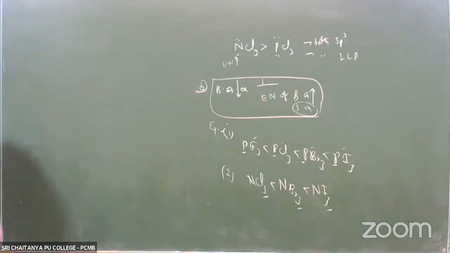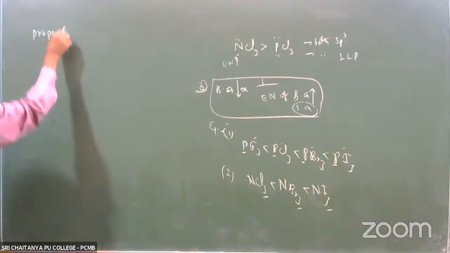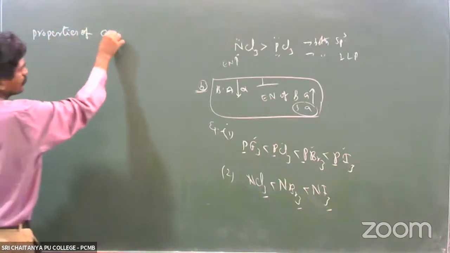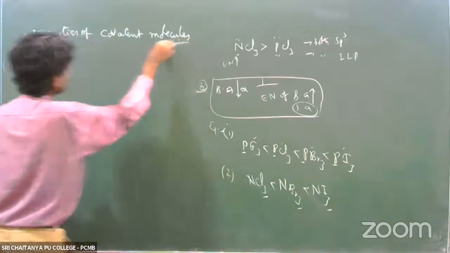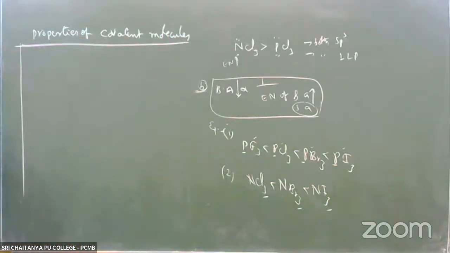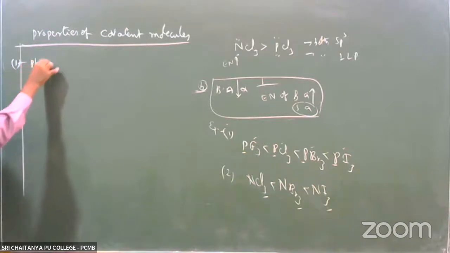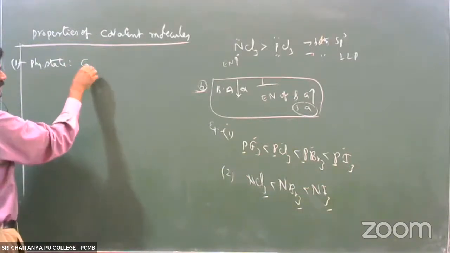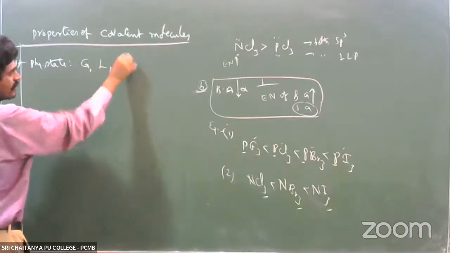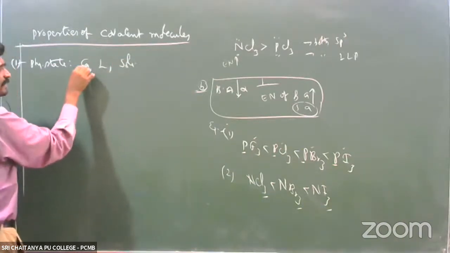Ionic compounds properties we did, right? In the same manner, what are the properties of covalent molecules or covalent compounds? Once you know ionic compounds properties, mostly everything is opposite. You can compare it also. First one, physical state. Ionic compounds exist only in solid state, but covalent compounds, some are in gas state, some in liquid state, some in solid state. Mostly the majority are gases.